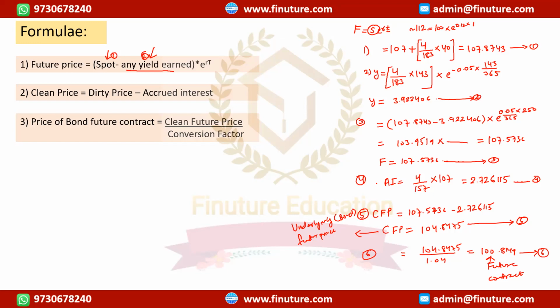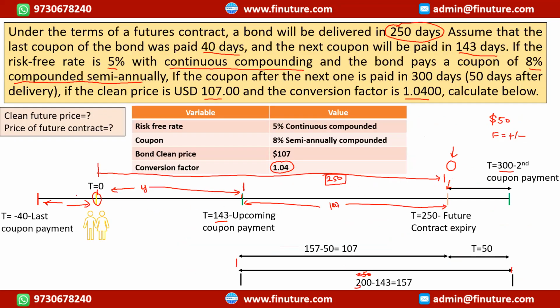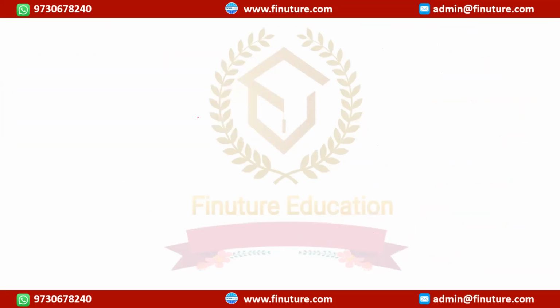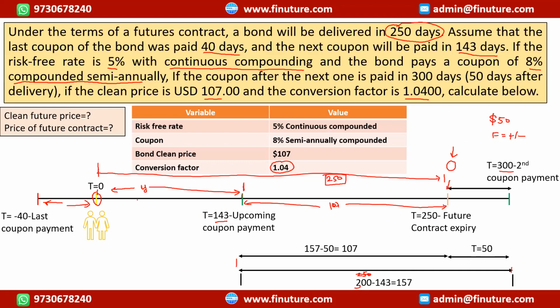And again, I will just summarize. There was a last coupon payment 40 days back. So we will see what the spot price should be, because there will be some accrual. That is what we calculated in number 1. In number 2, because there is some yield, you subtract the yield from the spot price. You will receive $4 at this point, but this $4 is for these 183 days.